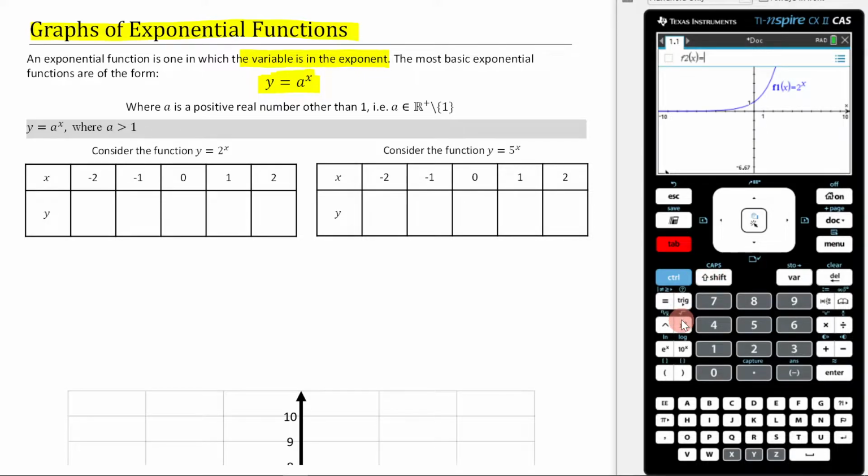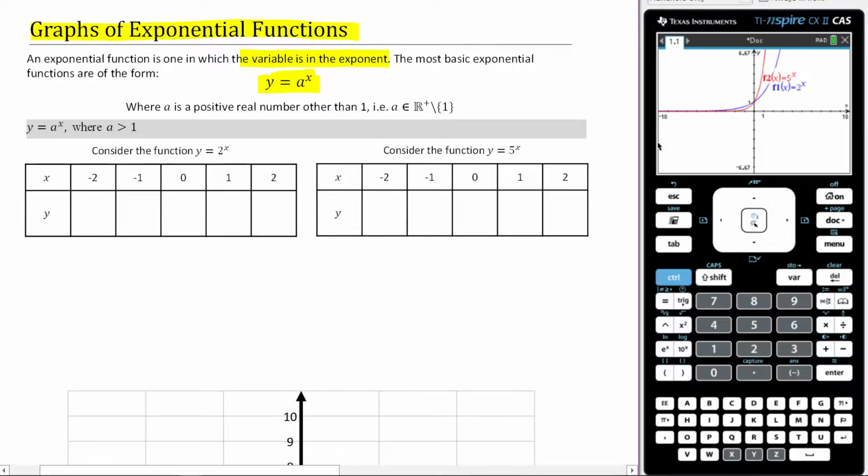So maybe I make it 5. So what's 5 raised to the x? And as you can see, you still have this shape here, but of course I'm affecting the dilation factor. So that's the basic shape that an exponential graph takes. But now we just need to spend a moment talking about what are my possible values for the base, so the a value. In order to get this basic looking exponential graph out, there are some restrictions placed upon what the a can be.